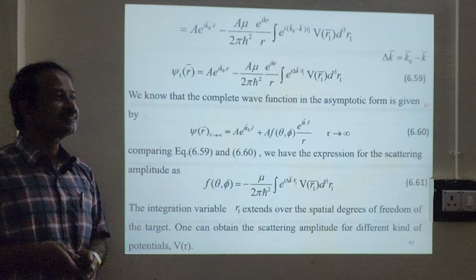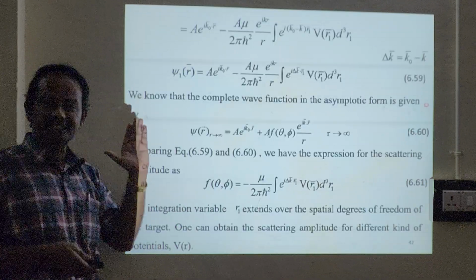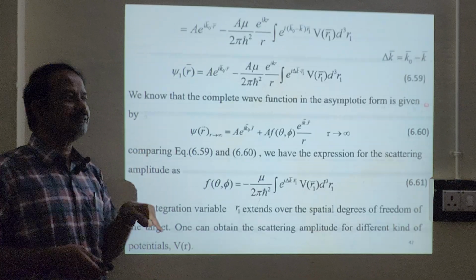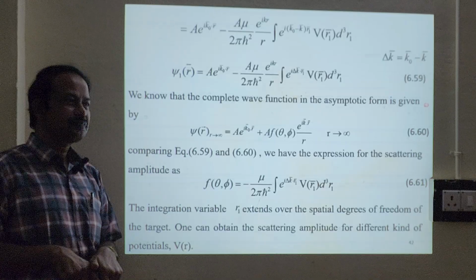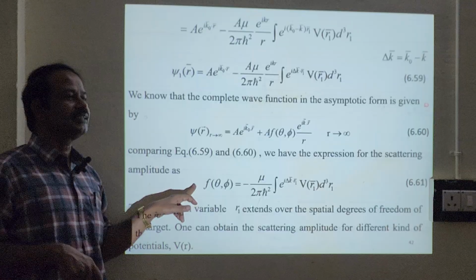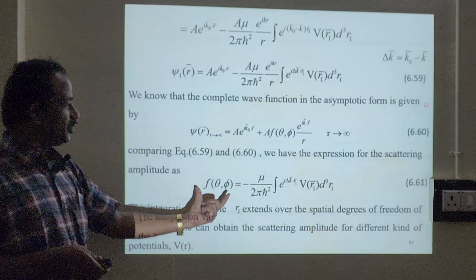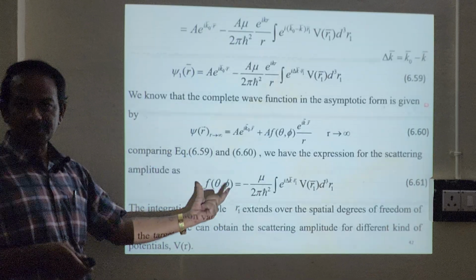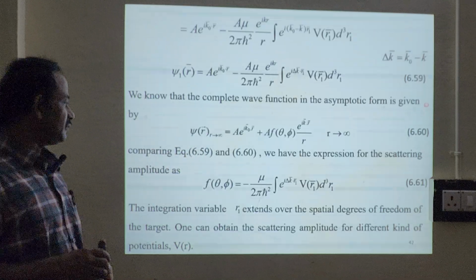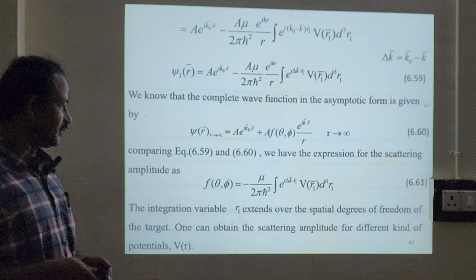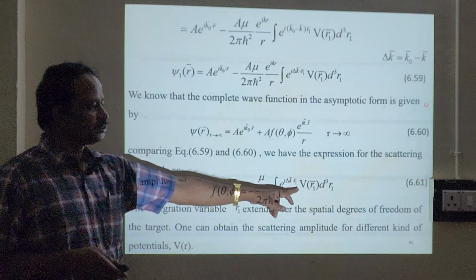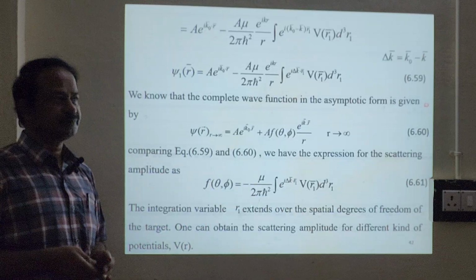So we have now found the scattering amplitude. We started with the Green function, the solution of the time independent equation. We started with the wave function, used the Green function, and got the solution. At the end we have obtained the scattering amplitude. So this is the idea. If we know the expression for the scattering amplitude, just square it, and that will give you the differential cross section. The integration variable r1 extends over the spatial degrees of freedom of the target. So one can obtain the scattering amplitude for different kinds of potential, and for different potentials we can use this.